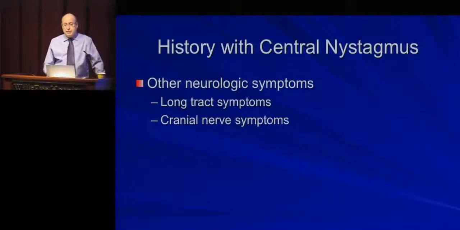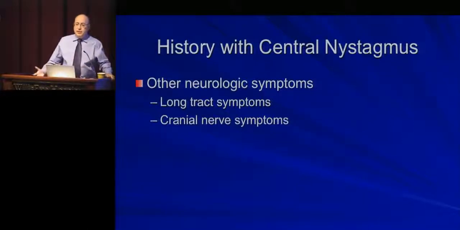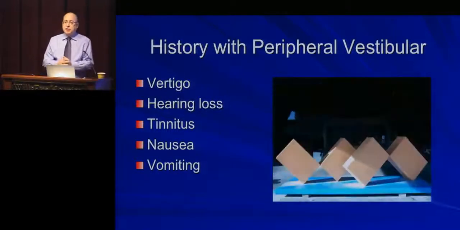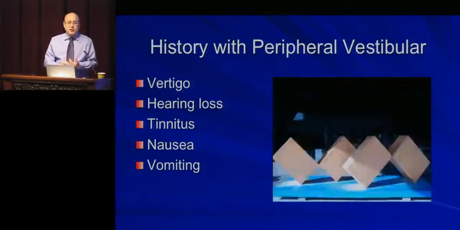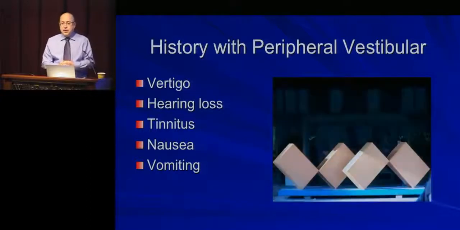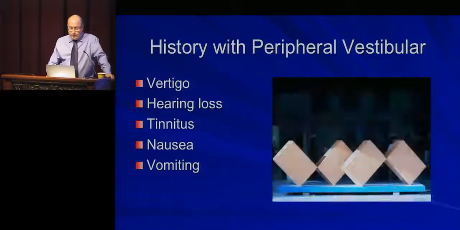If they have central nystagmus, a brainstem lesion, they may have other neurologic symptoms, like long tract signs or symptoms: weakness, numbness, ataxia. Or they may have cranial nerve symptoms. So if they're in the midbrain, they may have a third nerve palsy. If they're in the pons, they may have a sixth nerve palsy. What about a history with peripheral vestibular disease, which primarily is a unilateral labyrinthitis or vestibular neuronitis? These patients will have more prominent vertigo and nausea. They may have tinnitus, hearing loss, and these patients get vomiting as well, as opposed to the ones that have central nervous system disease.